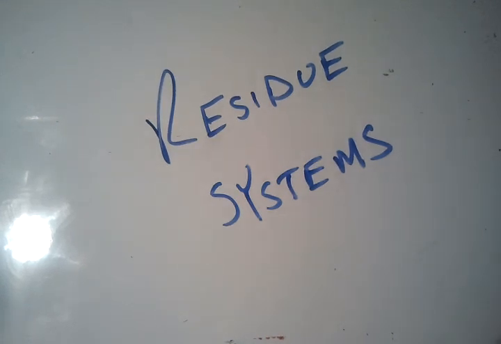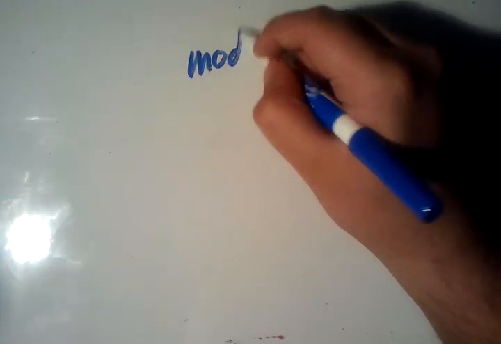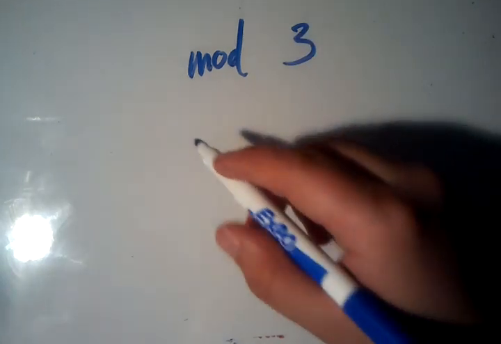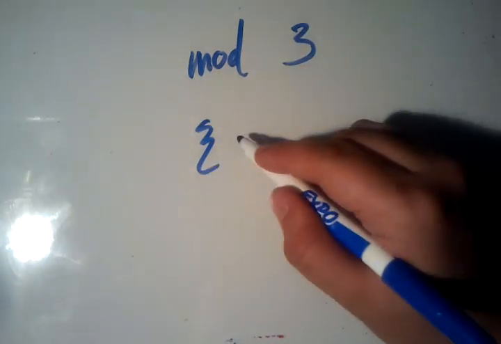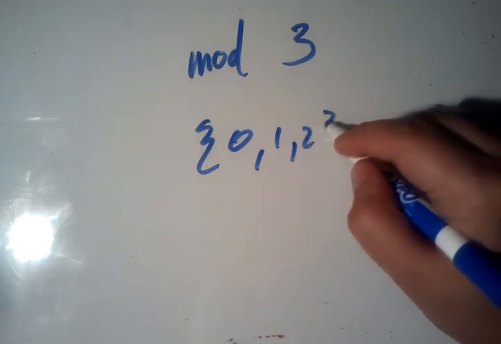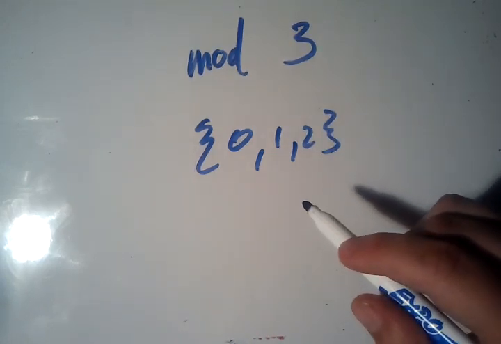In this video we're going to talk about residue systems, and residue systems have to do with modular arithmetic, and they are basically sets of integers which give you a complete remainder set. So to give you an intuitive idea of this, let's take mod 3. Then a residue system of mod 3 consists of, for example, 0, 1, and 2, because these are all the possible remainders you can get when you divide something by 3.